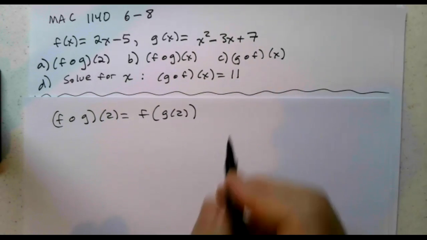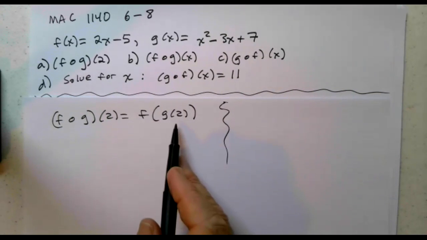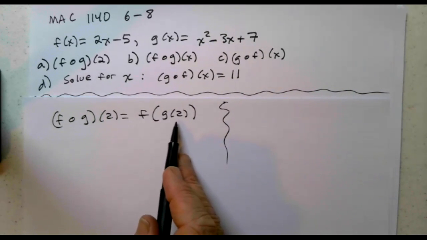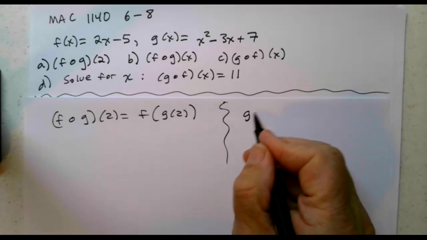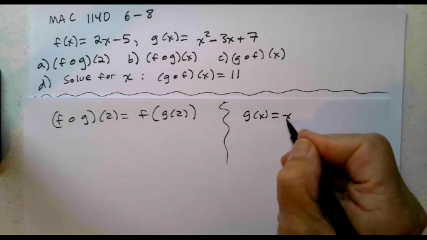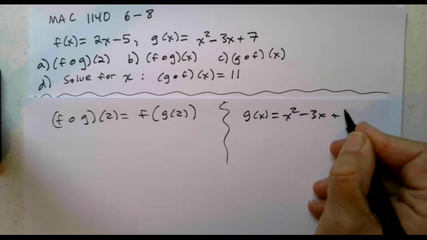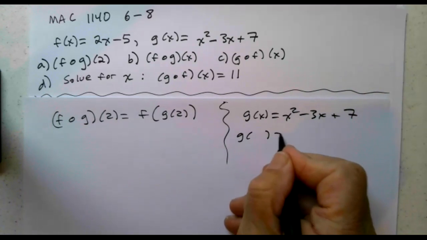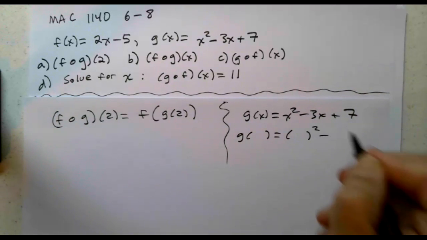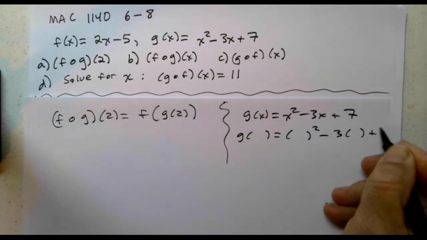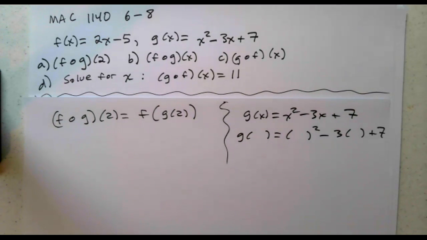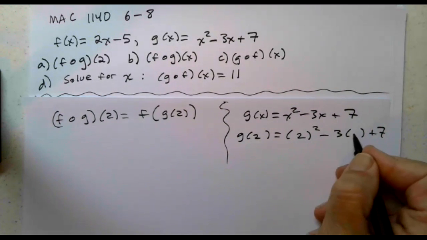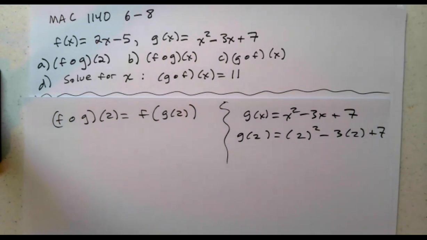So to finish this, we need to determine what g of 2 is. We're going to substitute g of 2's value for g of 2. So we see g of x is x squared minus 3x plus 7. So what that means is g of something is something squared minus 3 times something plus 7. But what is the something I need? I need g of 2. So g of 2 is 2 squared minus 3 times 2 plus 7.